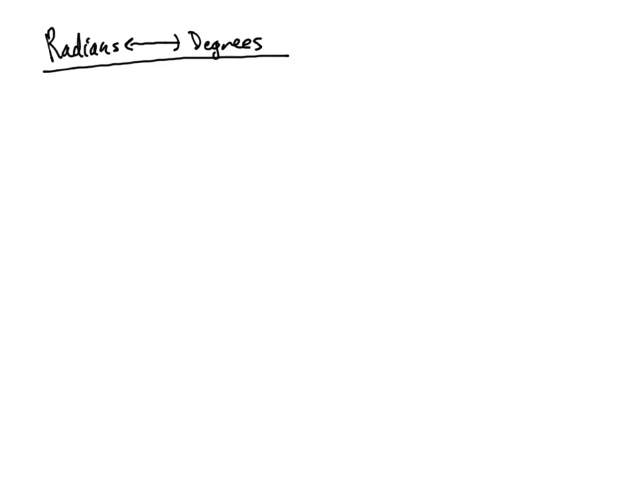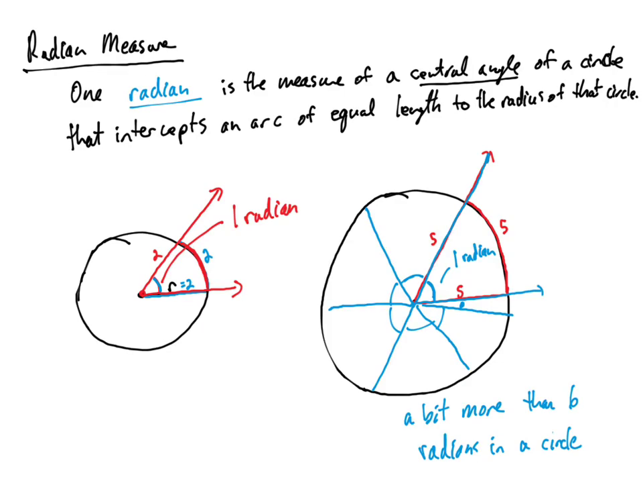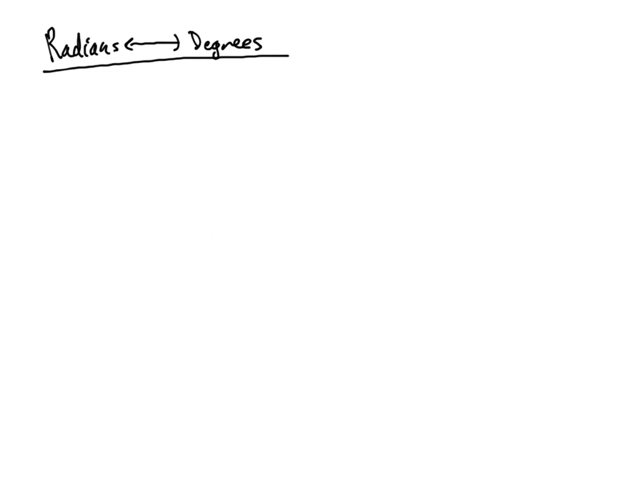The last thing in this video that we're going to talk about is how to convert between an angle in radians and degrees and vice versa. We just said that it looks like there's a bit more than 6 radians in a circle. Precisely, 1 circle is equal to about 6.28 radians.